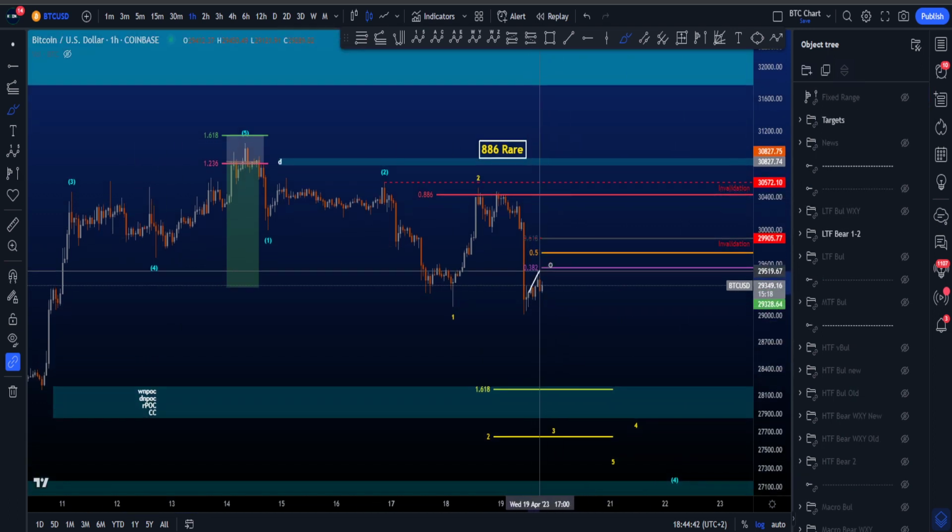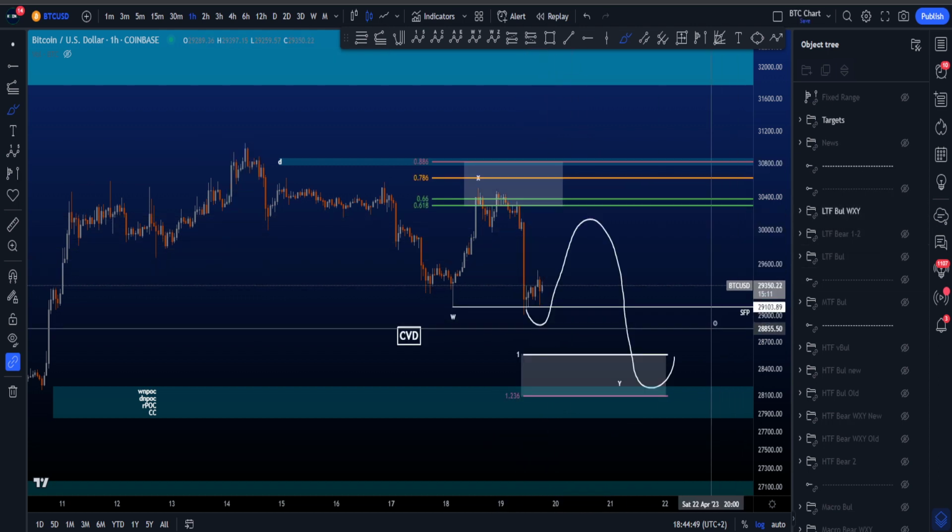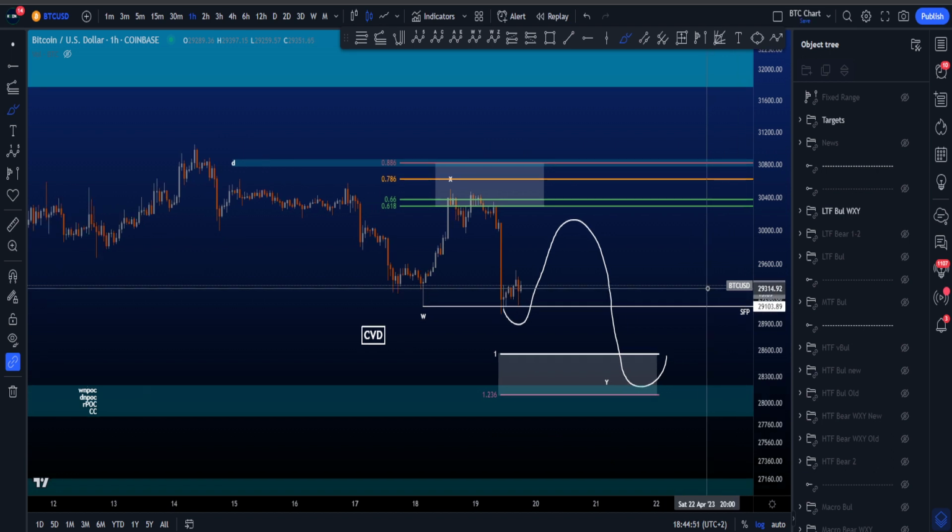So we have to wait and see if price is going to continue its way to the downside or if we're going to get eventually a little bit more upside, because the second scenario I have is this one, which is at least a little bit more bullish because we eventually expect a bit more upside.